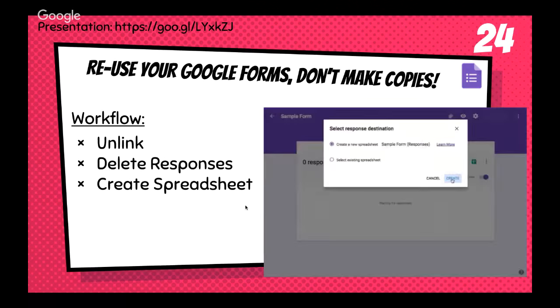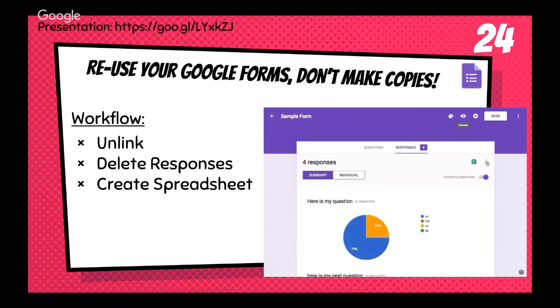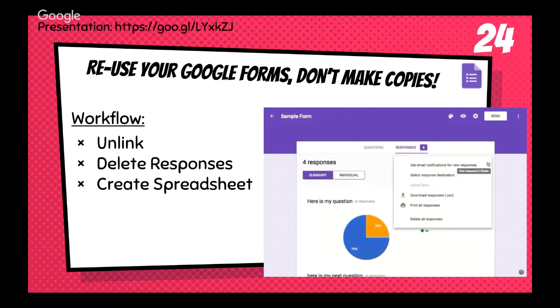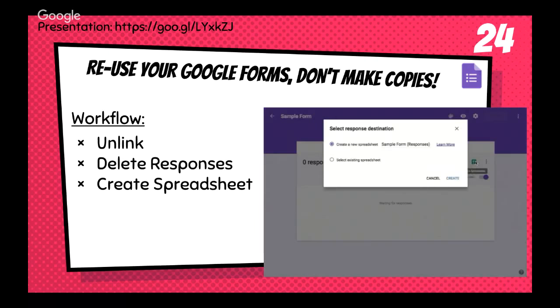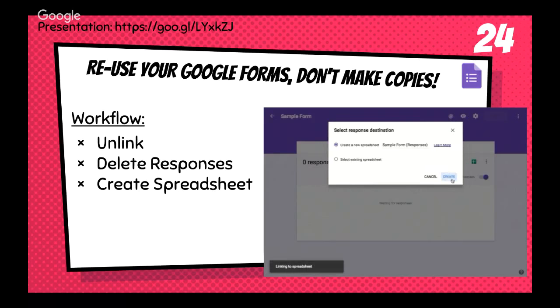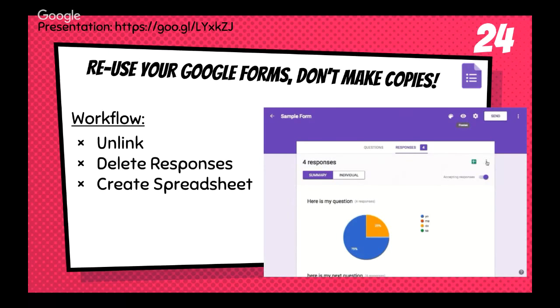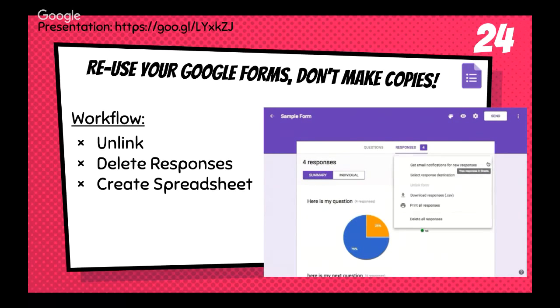Reusing your Google Forms, this is awesome in my opinion, because again, we all use Google Forms, but essentially what happens is when you have a Google form and you want to reuse it for your second period and your third period and your fourth period, or maybe you want to reuse it semester after semester, everybody always thinks that they have to make a copy of the form to make a new spreadsheet. Well, that's not the case. What you can do is you can just unlink your form. So by clicking on those three dots off to the side, you can click on unlink.